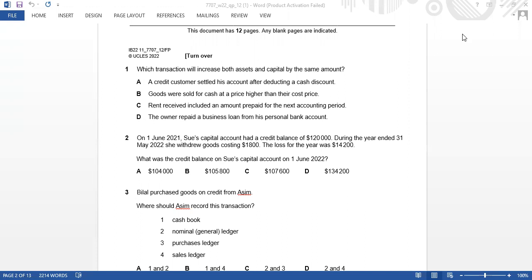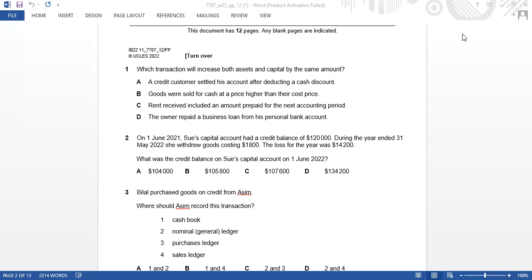C option, rent received included an amount prepaid for the next accounting period. As we know, the prepaid rent received is income that includes an extra amount for which we haven't rendered any service, yet it is included in our income statement. So we have to deduct this prepaid amount. So in it, no asset is involved, only capital is involved, as the profit will be decreased by the prepaid amount. So in B option, capital and asset are both increased by the same amount.